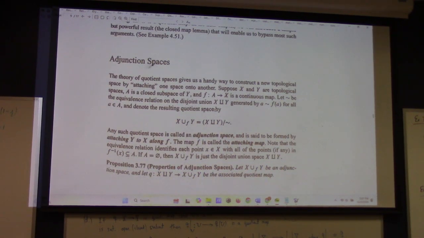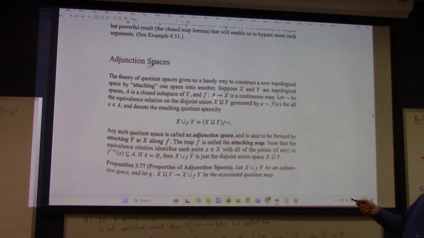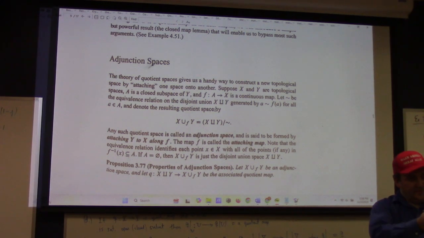So these adjunction spaces are pretty neat. The idea here is if you have f, a continuous map from A to X, what's essentially done is that you are using the map f to glue A to where it goes. You're gluing A to its image. The disjoint union of X and Y is this big space, and in that big space, you're connecting A and its image under f as one point.